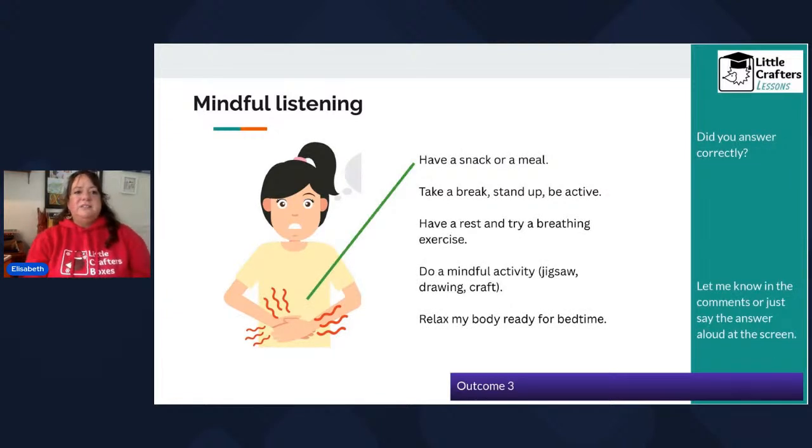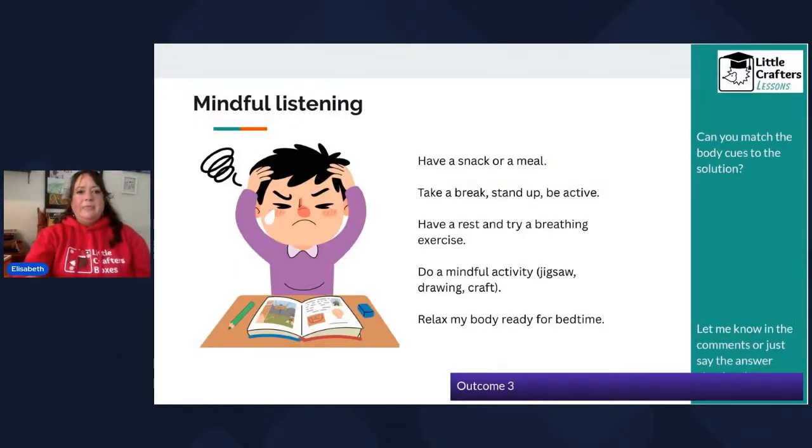Hopefully you said, if my stomach's rumbling and telling me it's hungry, I should go have a snack or meal. Okay, what about the next one? I've been doing some work and I'm feeling very frustrated now. It's not going the way I wanted to. My body is feeling frustration. What should I do? Should I have a snack or meal? Should I take a break, stand up, be active? Should I have a rest and try a breathing exercise? Should I do a mindful activity like a jigsaw? Should I relax my body for bedtime? If you're feeling frustrated, which one of those things do you think you would try and do?